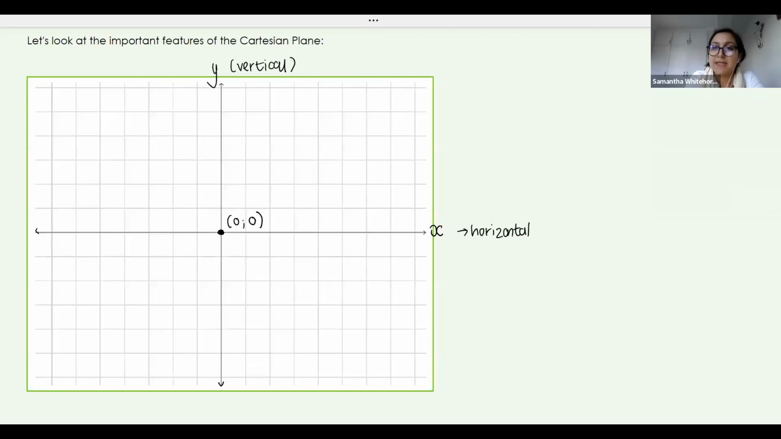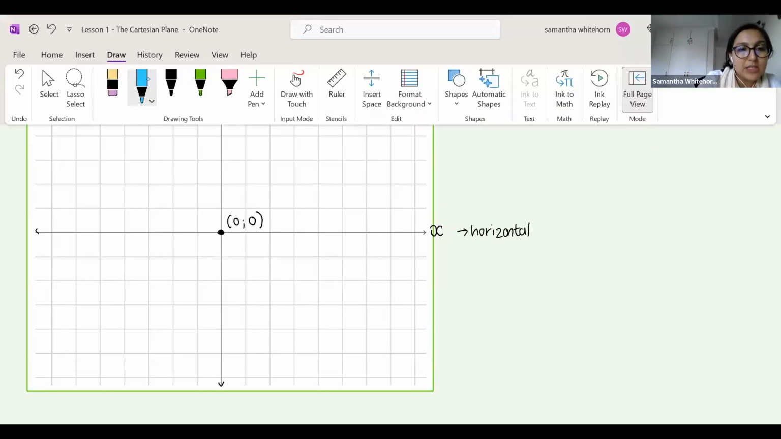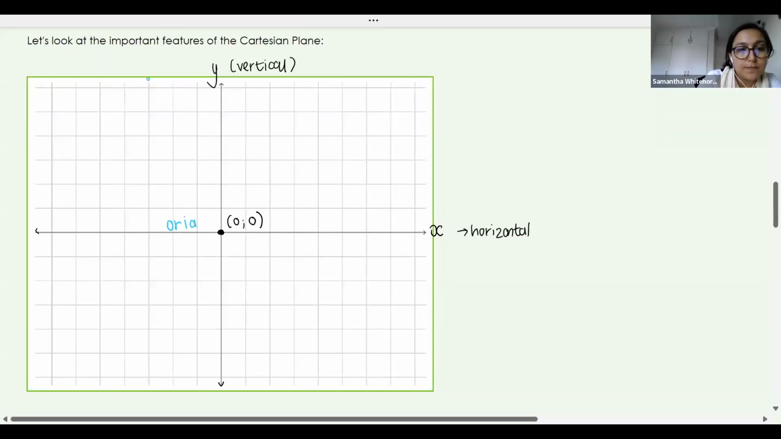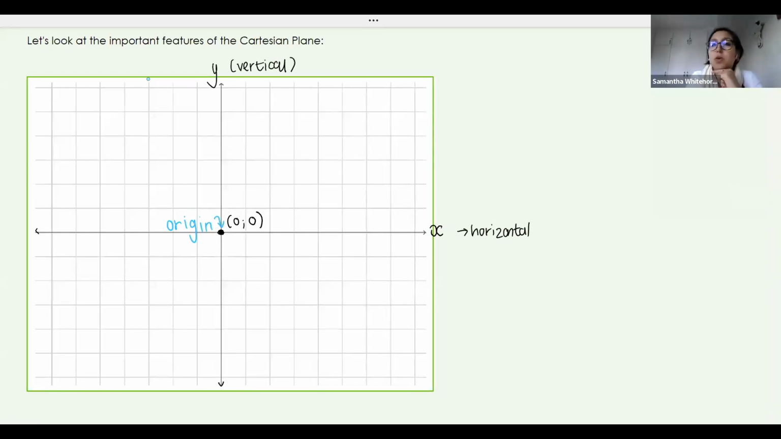This point is basically the starting point for our axes to then go to the positive infinity or negative infinity on both x and y. And this point, like I said, has its own special name. It's a unique point on our Cartesian plane, and this is called the origin. So whenever I talk about the origin, I am talking about the point where the two axes meet, okay?